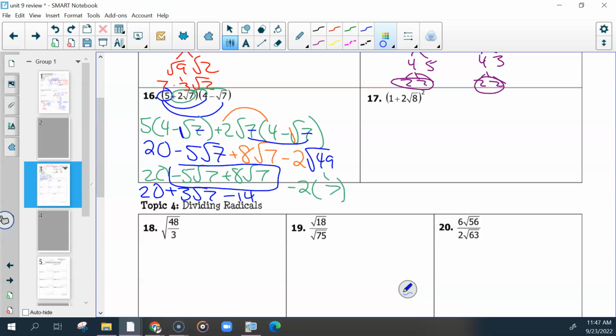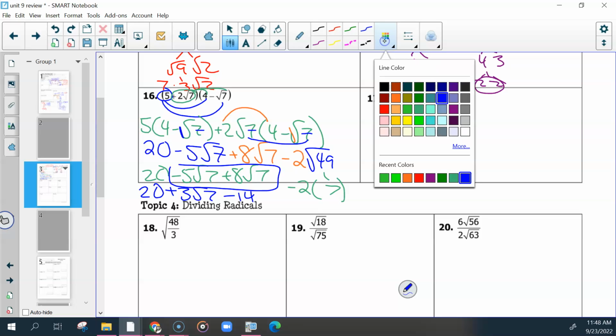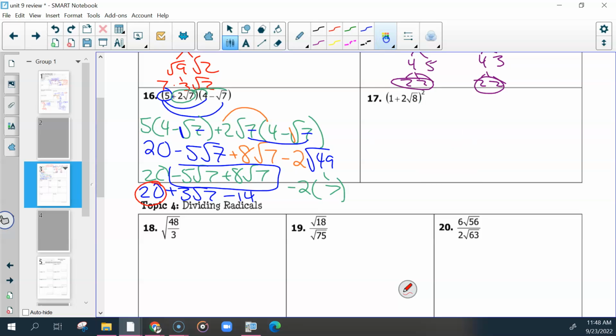Can we combine anything else? The negative 14 and the 20, yes. 6 plus 3 times the square root of 7. We cannot combine those two, they're not like terms. Put the number in front, that would be your answer.